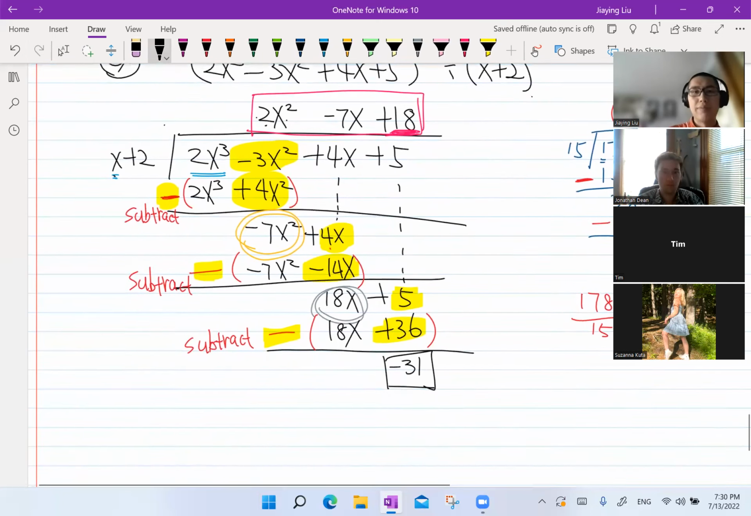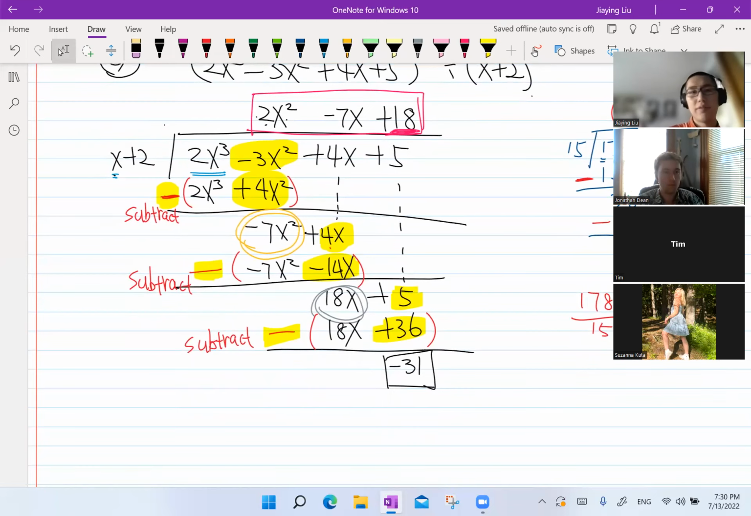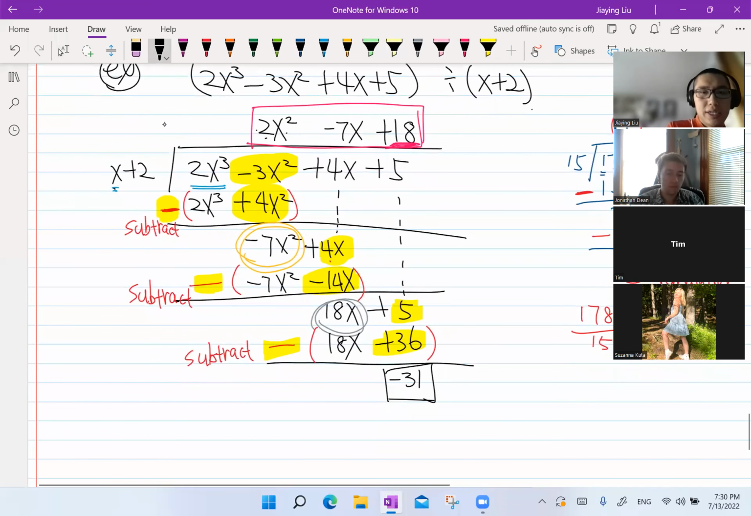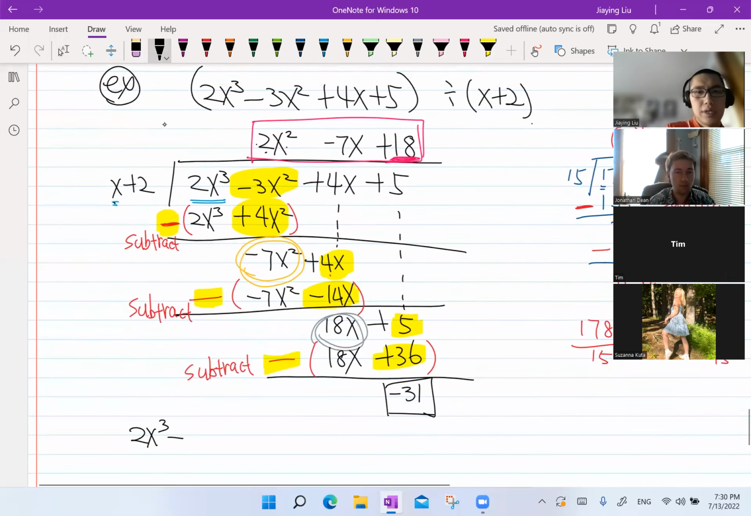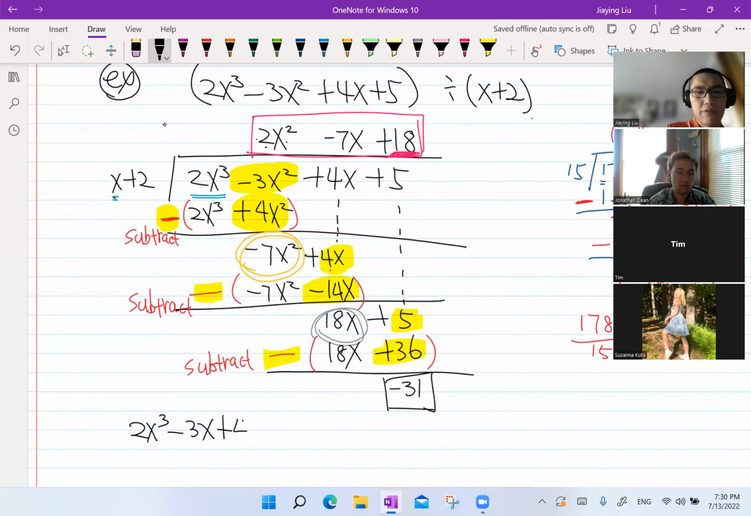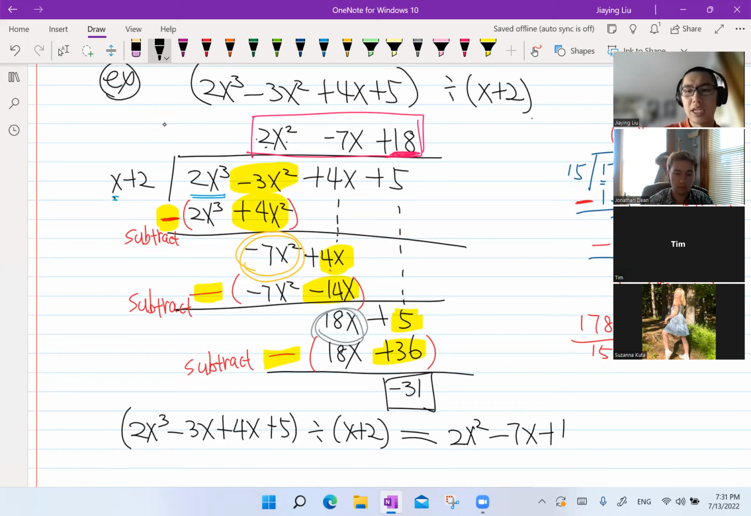Thank you. So at the end, when we write down the answer, the question was 2x cubed minus 3x squared plus 4x plus 5. That was the dividend, divided by the divisor x plus 2. So the way we write the answer is we write down the quotient, which I put in the red box, 2x squared minus 7x plus 18.